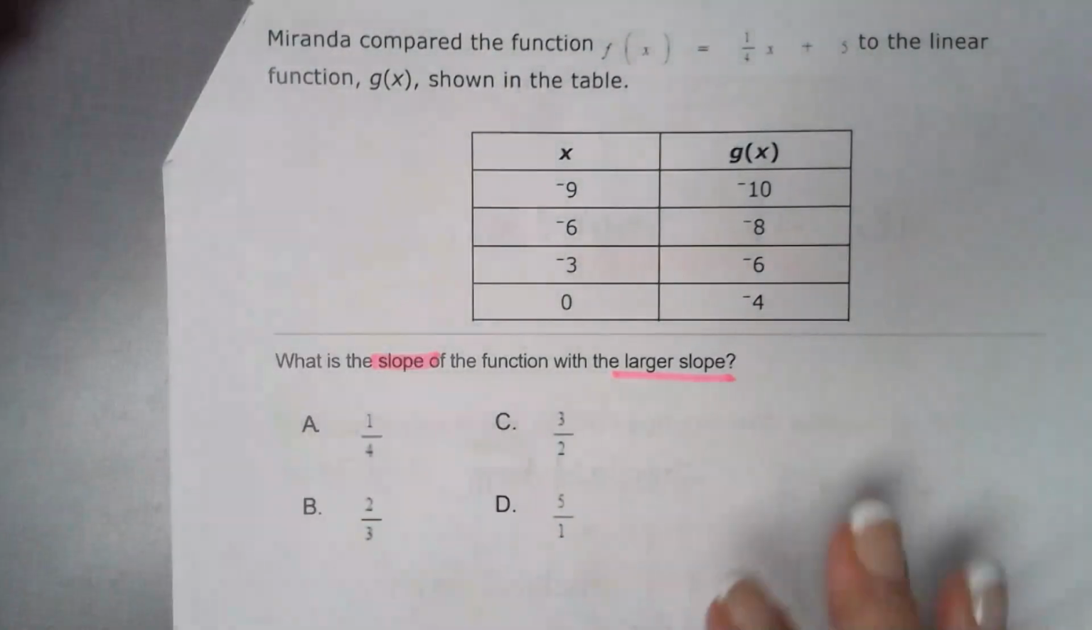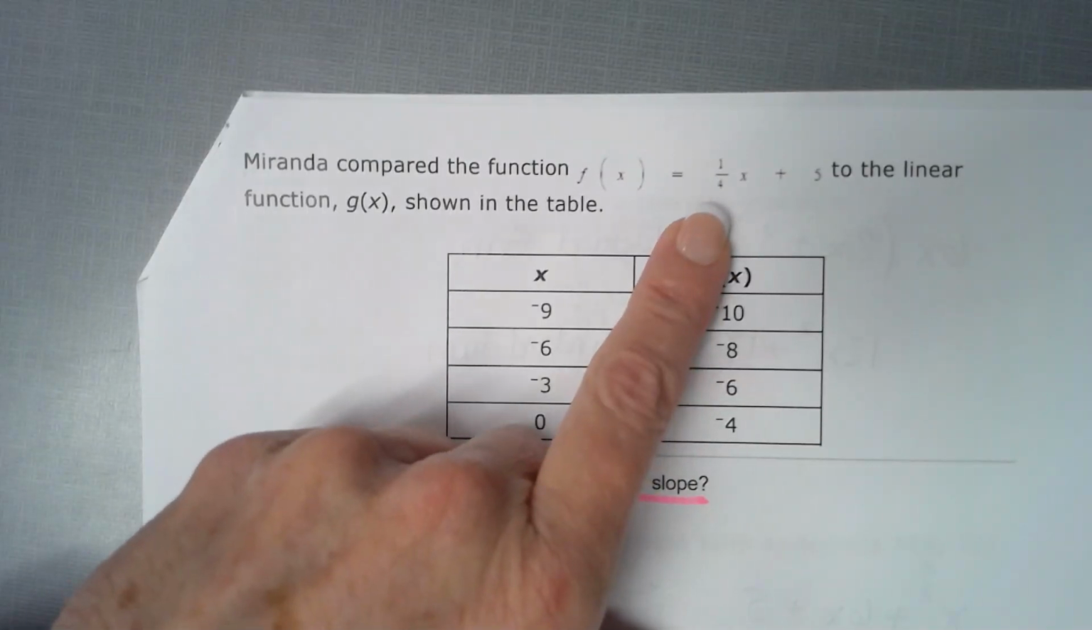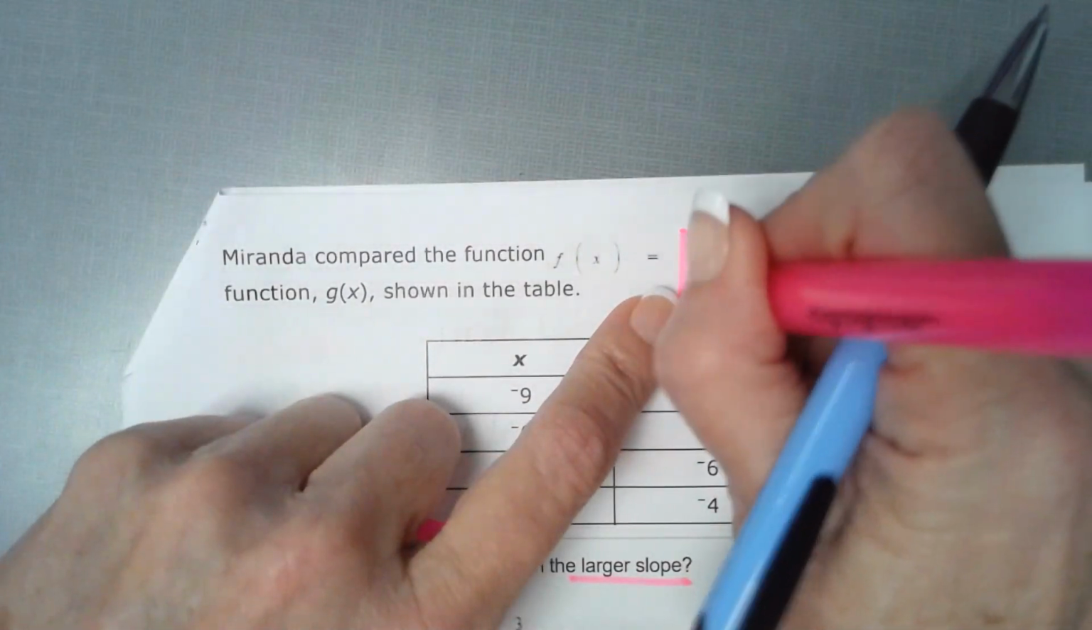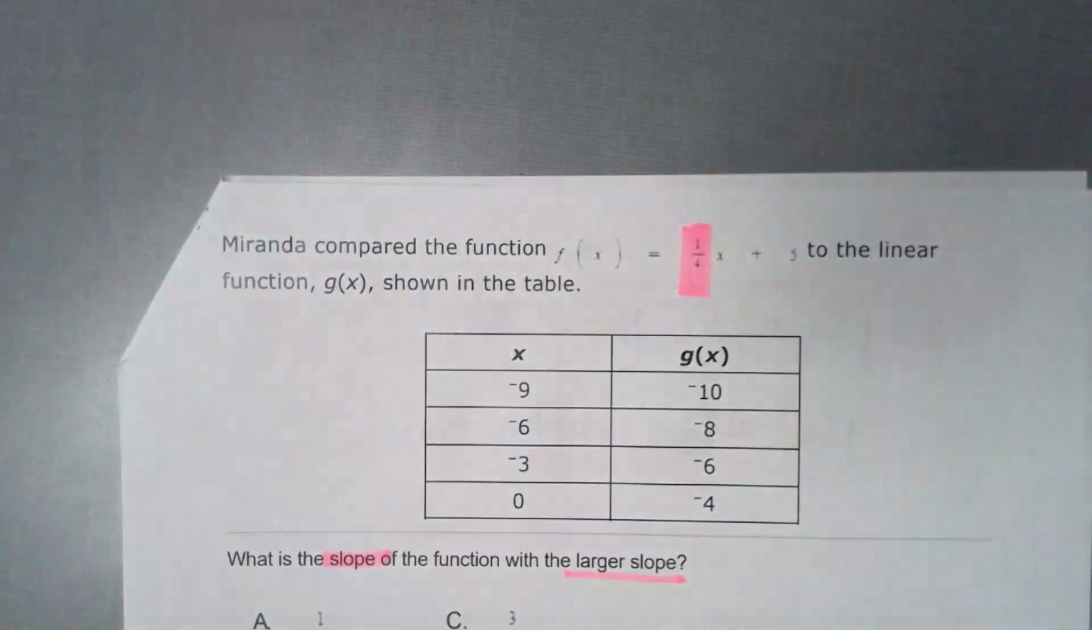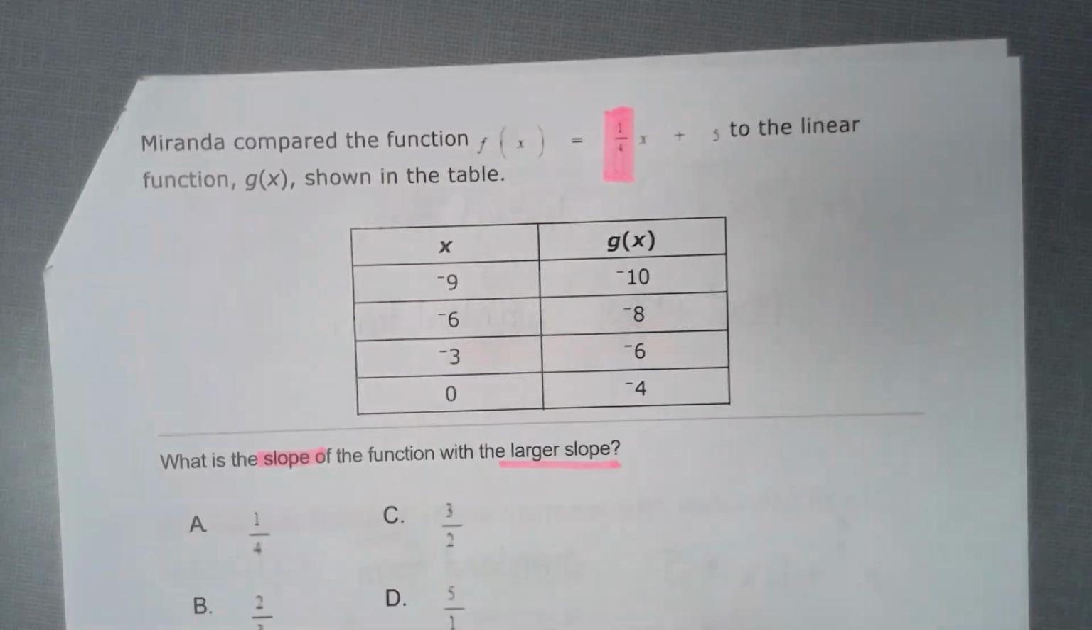So we've got two functions, f of x and g of x. For f of x, it's real easy to find the slope because it's in mx plus b form. So your slope there is 1/4. Question on that? Okay, how do we find the slope in a table?